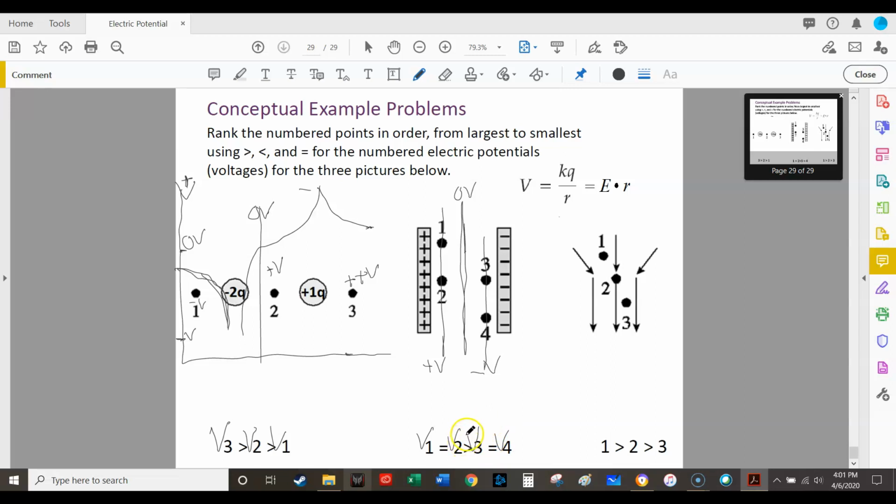All right. Let's do the last problem. This is a lot like that one electric field problem that we did earlier. So go ahead and try this one out, pause the video, and rank those. See if you can figure out why these voltages are the way they are. Okay? So go ahead and pause the video and try that.